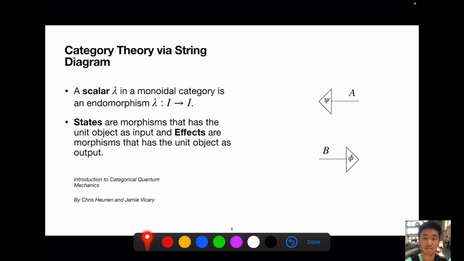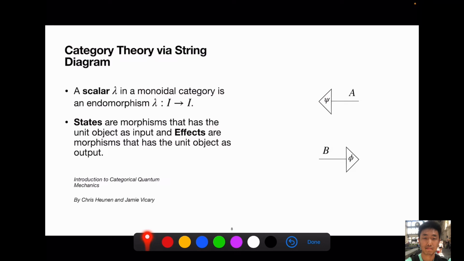And here are some more special morphisms that we're going to use later on. A scalar lambda in a monoidal category is an endomorphism lambda from the unit object in the monoidal category to the unit object. States are morphisms that have the unit object as input, and effects are morphisms that have the unit object as output. So we draw states in this way and effects in this way. And in a monoidal category, the unit object is drawn as an empty diagram.